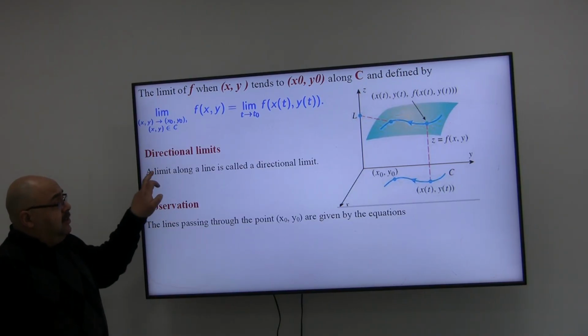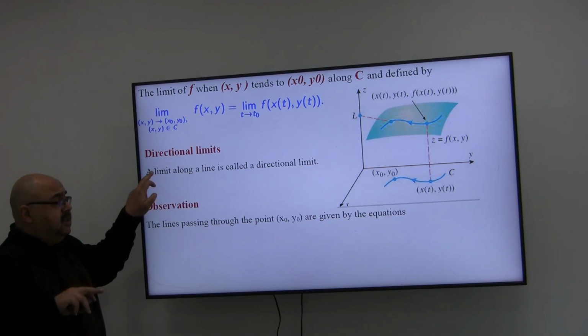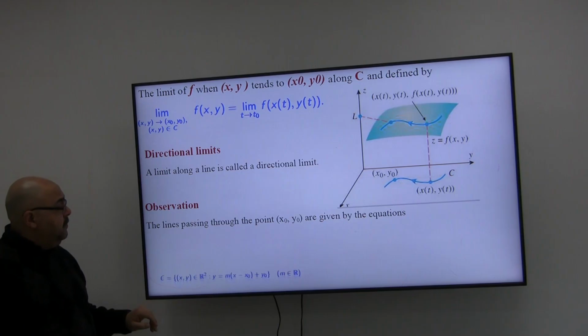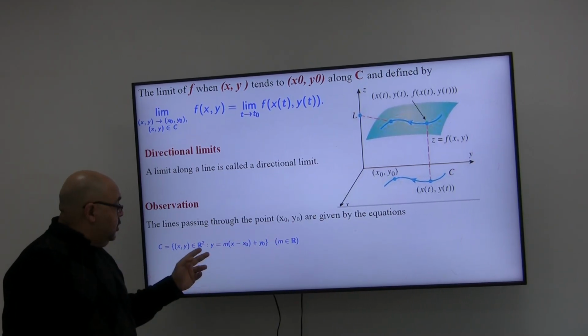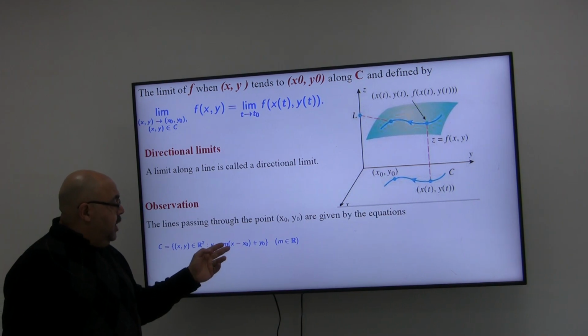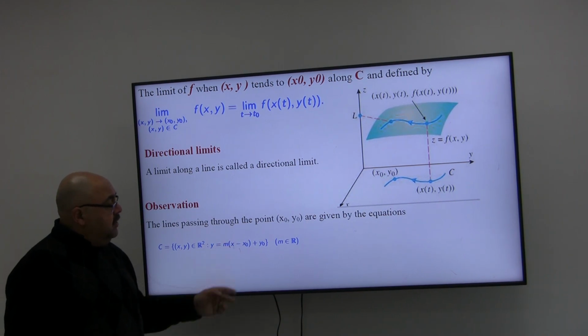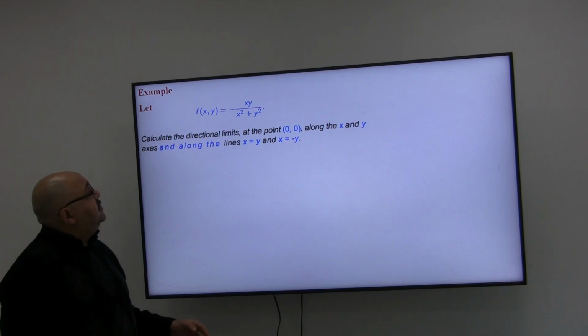The directional limits are the limits through a certain direction, like y equal to x, like y equal to 0, and so on. The lines passing through a certain point are given by the equation y equal to m of x minus x naught plus y naught. That's the equation of a straight line.